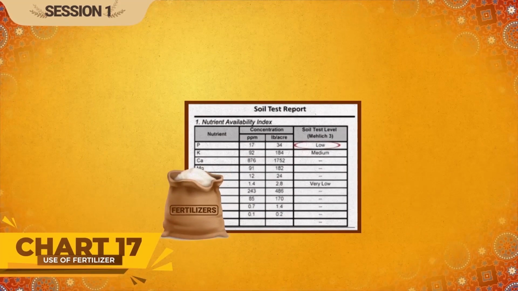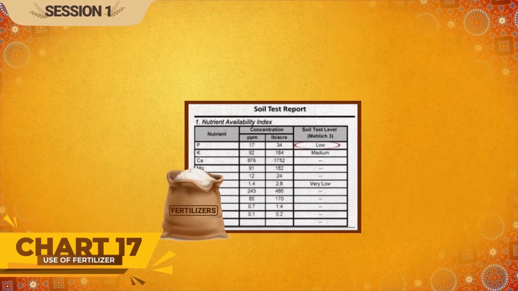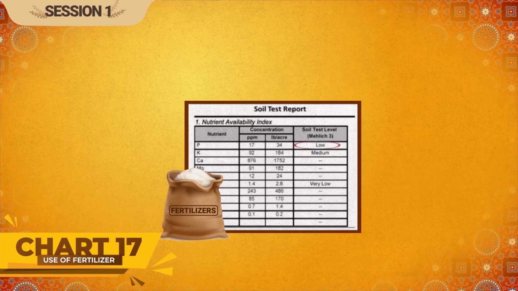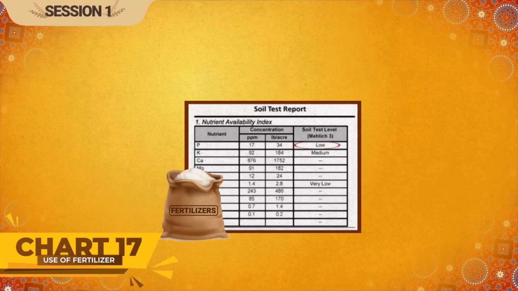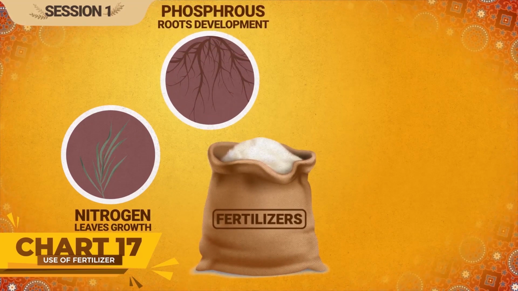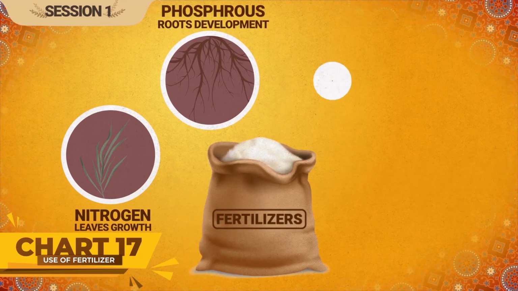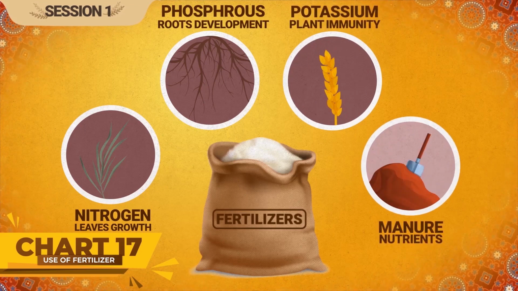Use of fertilizer. Apply fertilizer on the basis of the soil testing report. After the soil testing report, minerals and nutrients of the soil are calculated. Nitrogen is required for leaf growth, phosphorus is for root development and stem growth, and potassium is for plant immunity. Manure provides various nutrients to the plant.